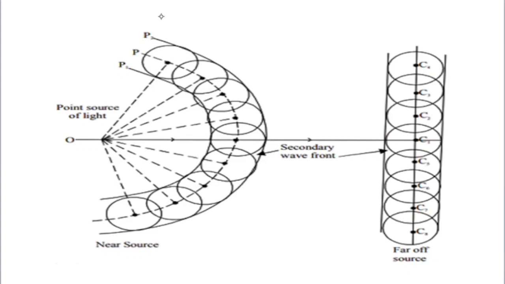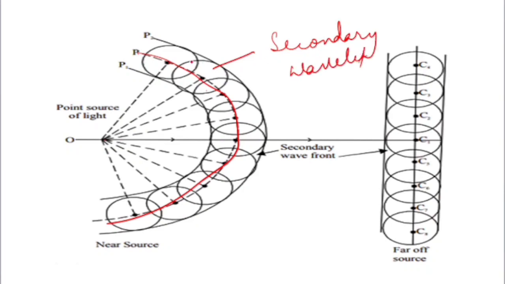Suppose this is a point source, so this one is the primary wavefront. Now each point on this primary wavefront acts as a source of new disturbance, that is called secondary wavelet. These small spheres are called secondary wavelets. And if you draw a common tangent in the forward direction, in backward direction also you can draw, but I am taking here the forward direction, it gives the position of the new wavefront, or you can say secondary wavefront.